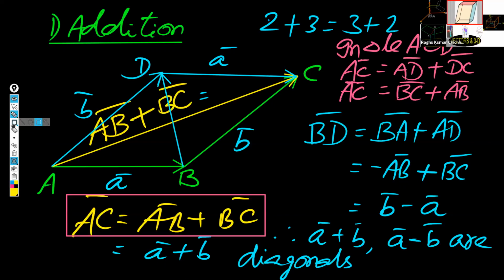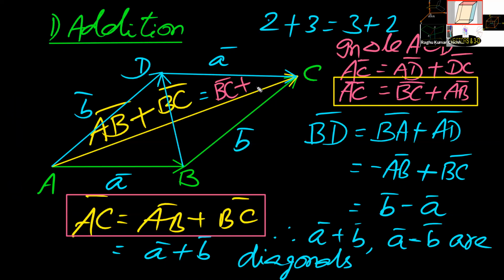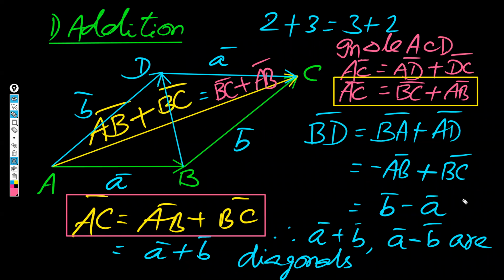Now, this is again the same. So what does it mean? AB plus BC is equal to BC plus AB. So what is that you understand, please? The addition of two vectors is nothing but commutative. This is what you have to understand. The addition of two vectors is commutative.